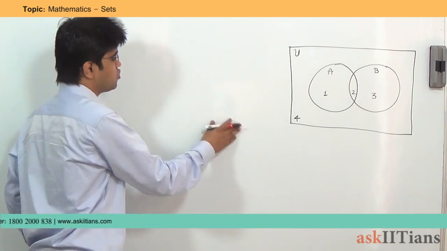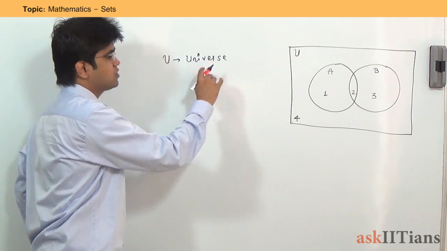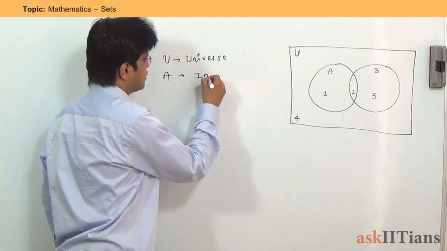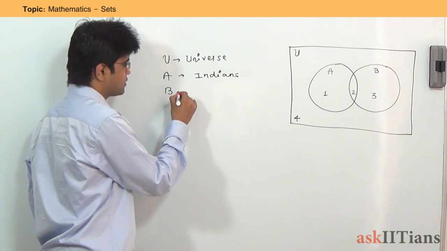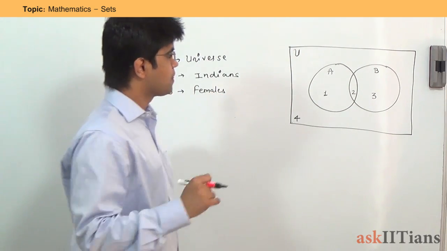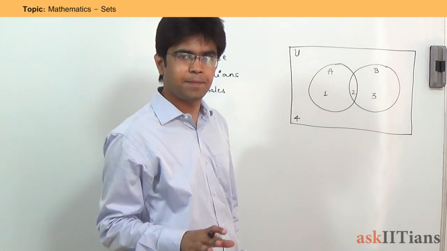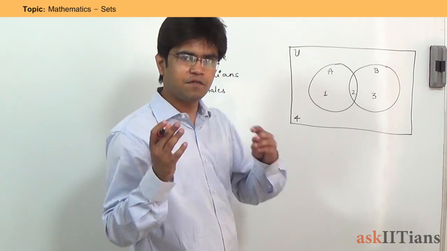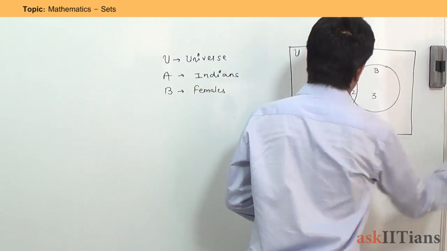Let's say that U represents this whole universe, and let's say my set A is the set of Indians, the people who are living in India. And set B is females. If set B is females, then set A contains all those who are living in India, and set B is all the females living in this world, but there are some females who are living in India as well. So that is what we meant by this common part.